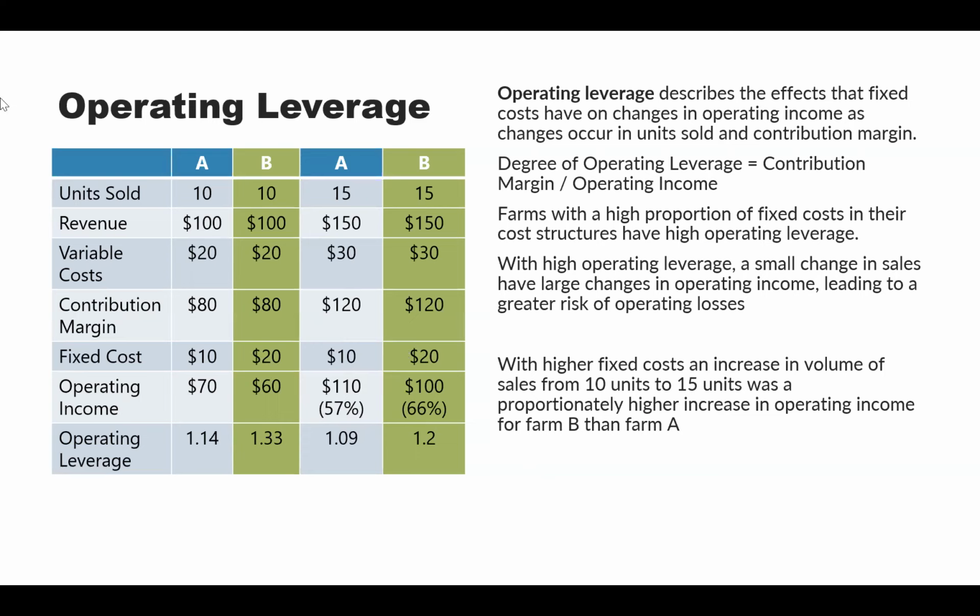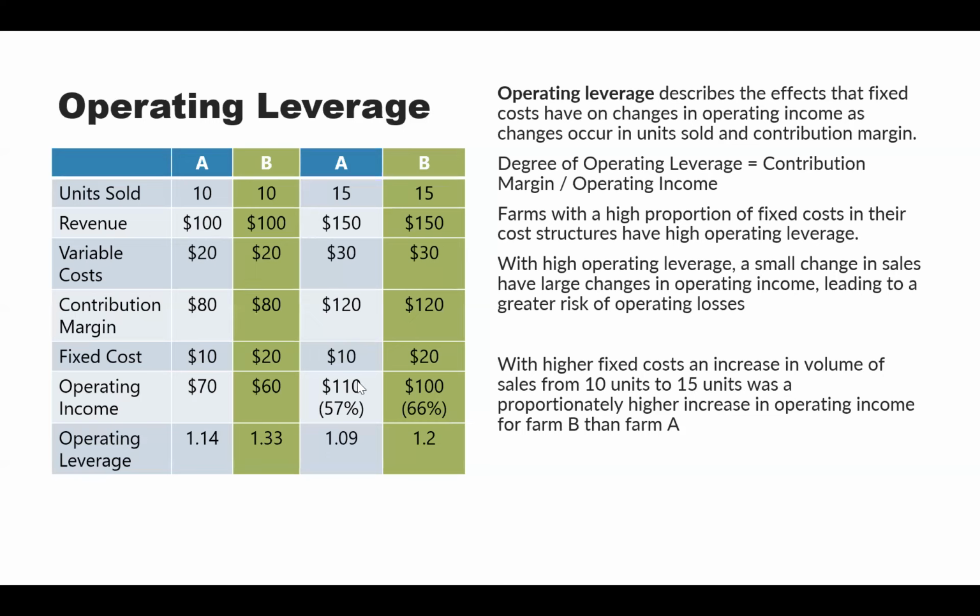And so as they get to higher and higher levels of units sold, their operating leverage will decline, because fixed cost as a percentage of their overall costs becomes a smaller percentage of that overall cost.